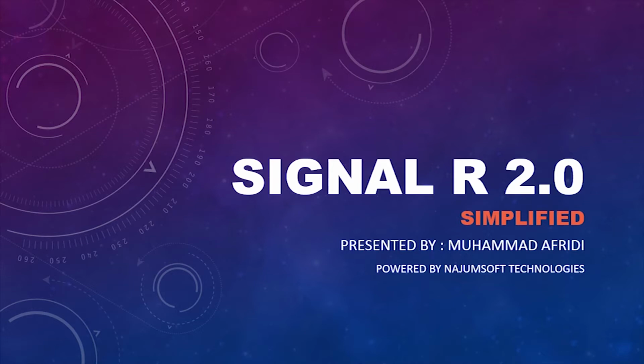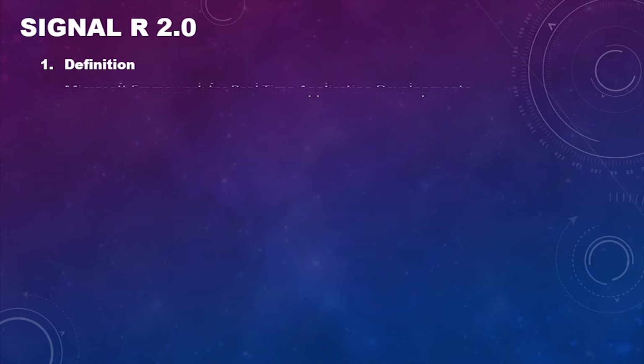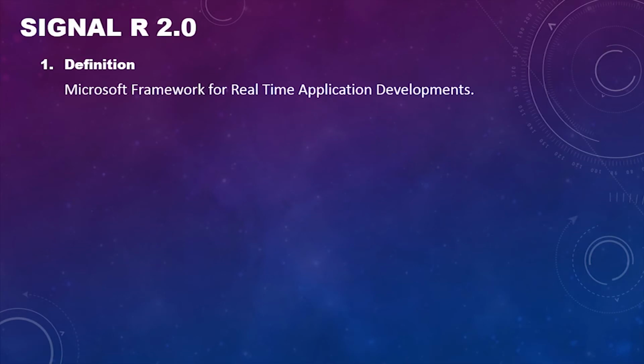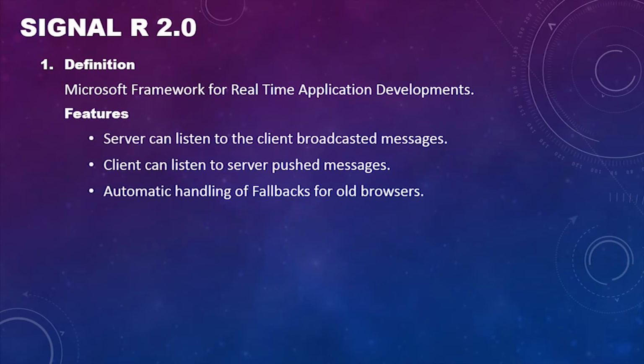Let us see how SignalR works. SignalR 2.0 is the most recent version of SignalR, and it is intended by Microsoft for real-time application development. The main features of SignalR include servers can listen to the client broadcasted messages, client can listen to server push messages, and automatic handling of fallbacks for old browsers.